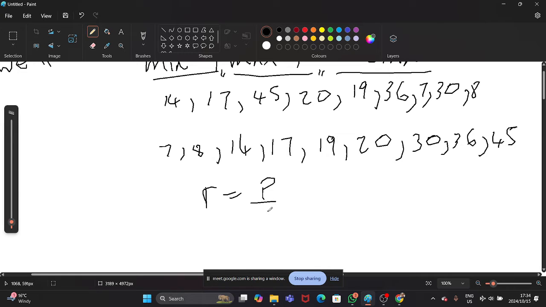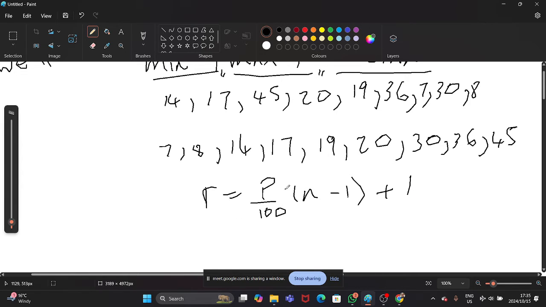Okay, so our percentile formula is R is equal to P over 100 multiplied by n minus 1, plus 1.